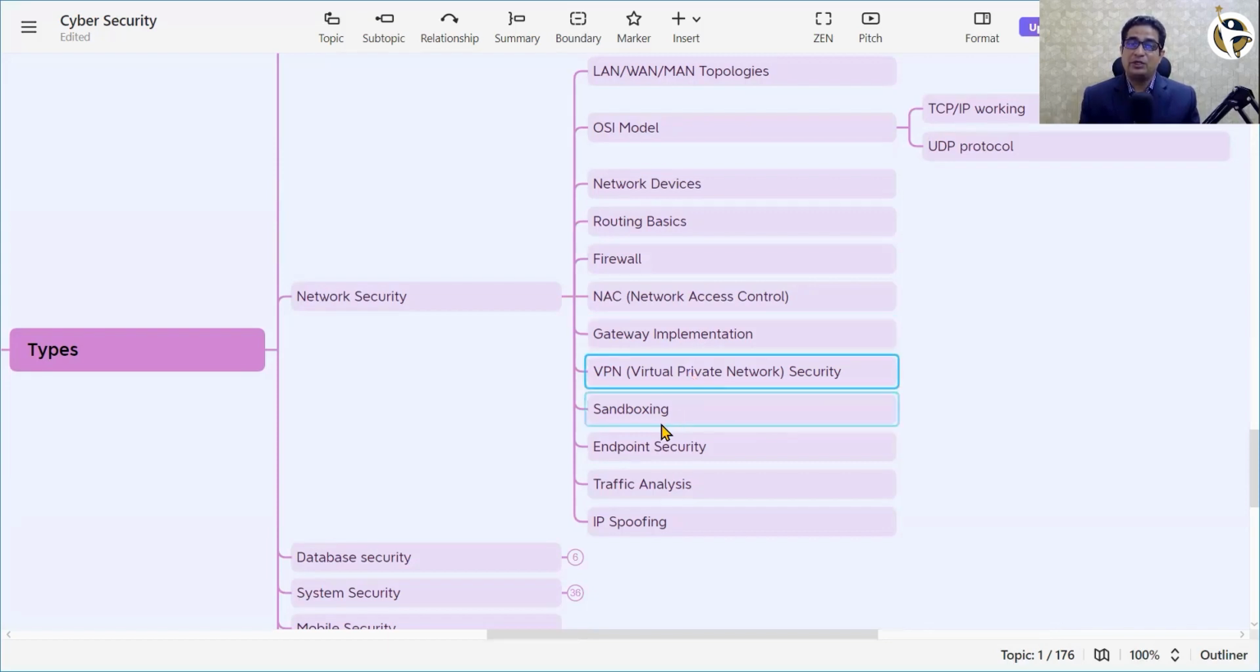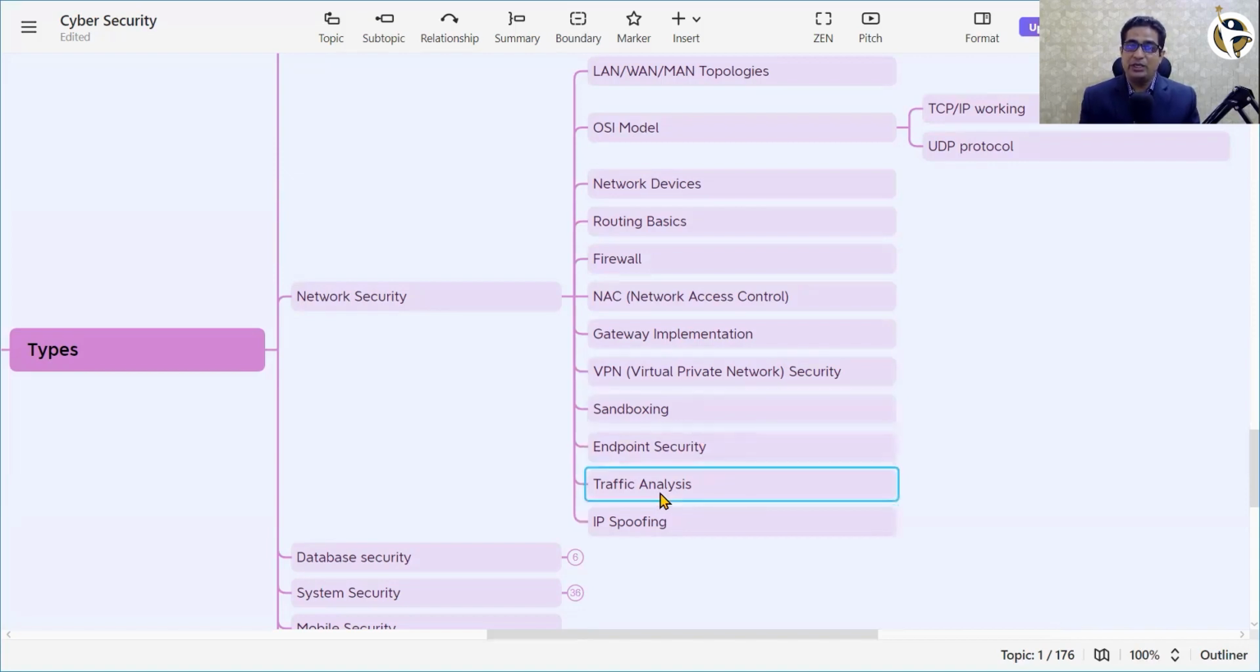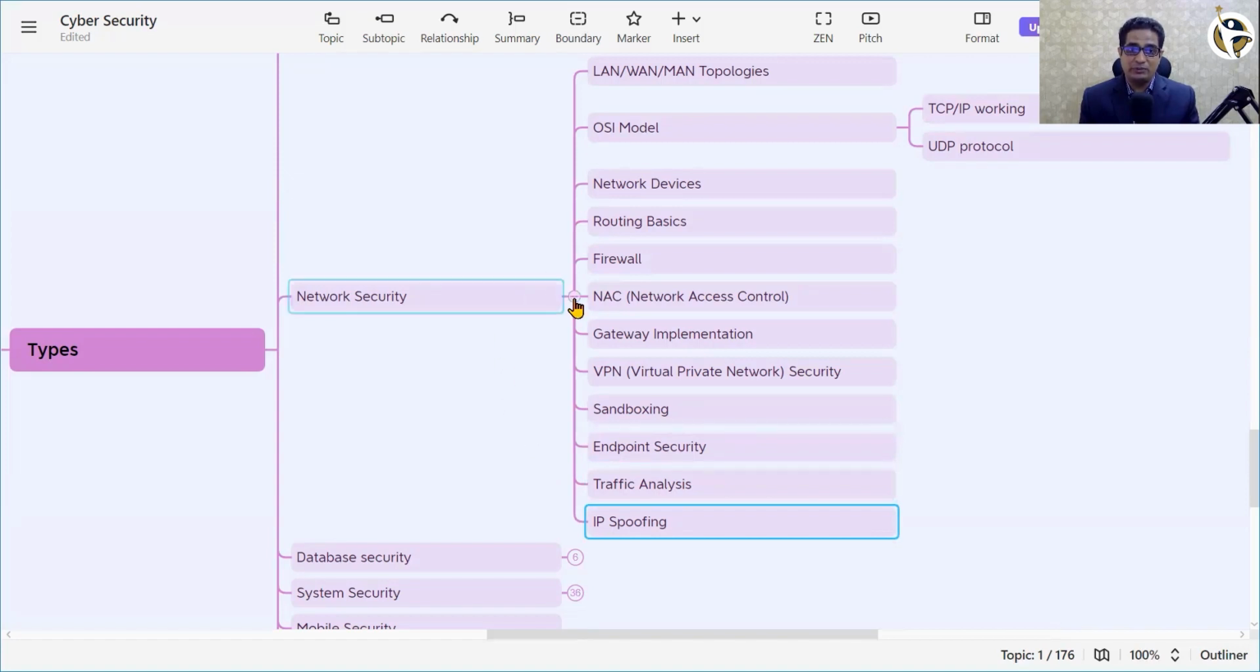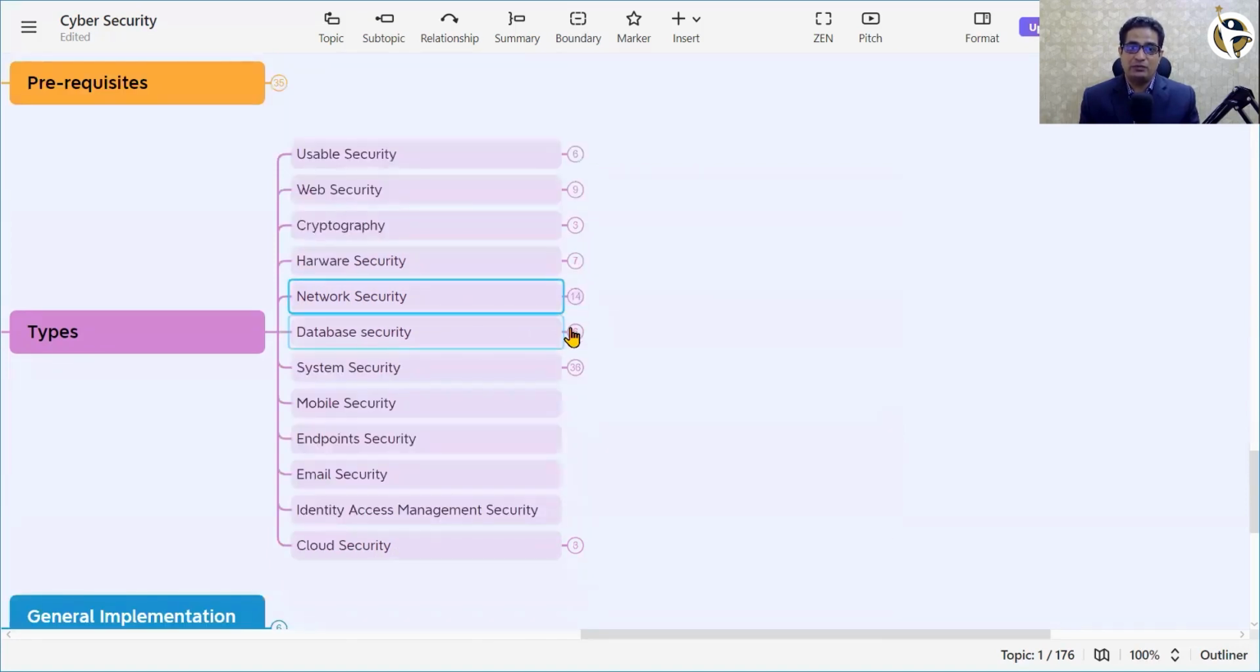Gateway implementation and virtual private network security, you need to manage. Sandboxing, endpoint security, then traffic analysis and IP spoofing. These are some of the things you need to know as part of network security.